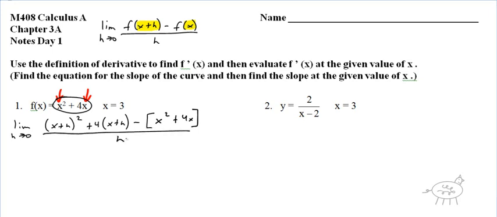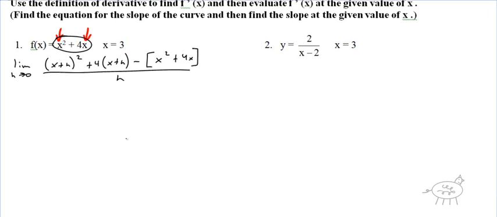Now, what's our ultimate goal here, math fans? Our goal is to get rid of that h. We can't have an h in the denominator because when it goes to 0, it's undefined. So our goal is to get rid of that. So let's keep simplifying here.